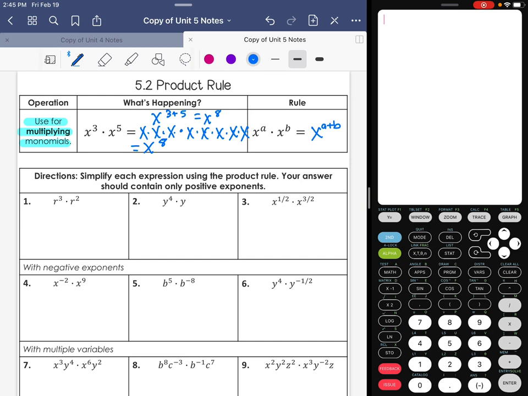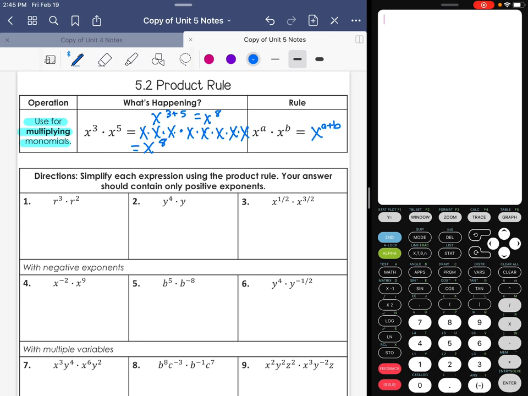Now this is only true if the base is the same. So they both have to be x's, or as you look in these problems below, they both have to be r's or b's or y's. So to use the product rule, the base, the big number or variable, has to be the same.